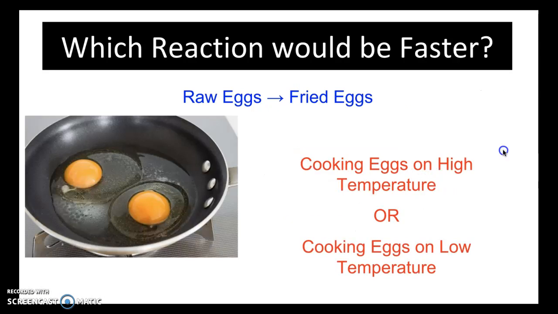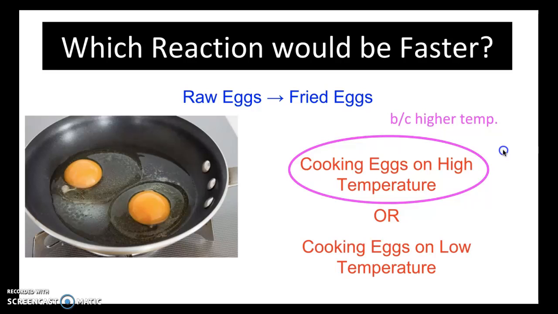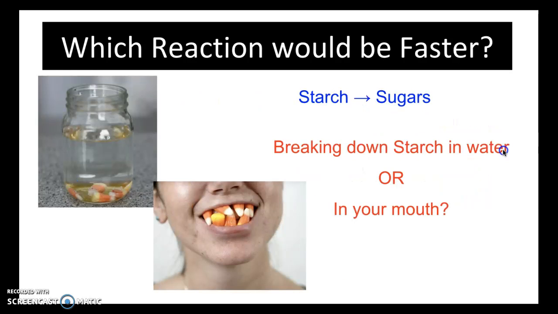Which reaction would be faster, going from raw eggs to fried eggs using a high or low temperature? Right, high temperature would be a faster reaction. That's why sometimes, if we are cooking and getting impatient, we turn up the heat, because we know that will help the cooking process. So higher temperature, faster reaction.